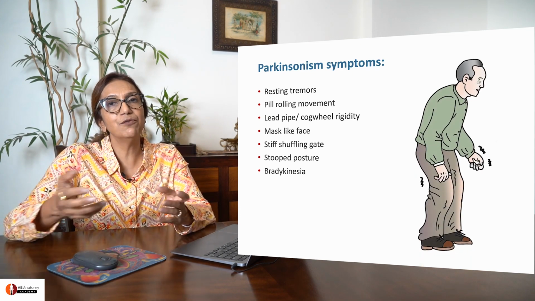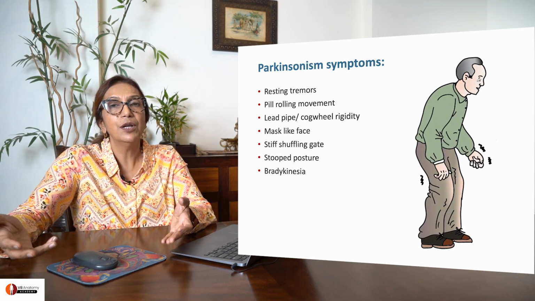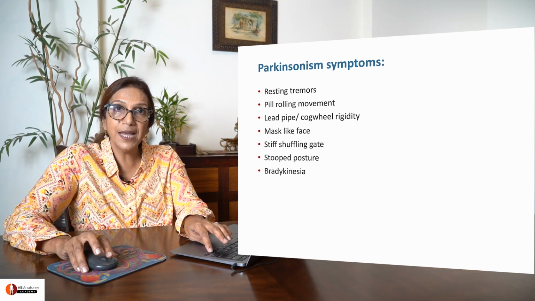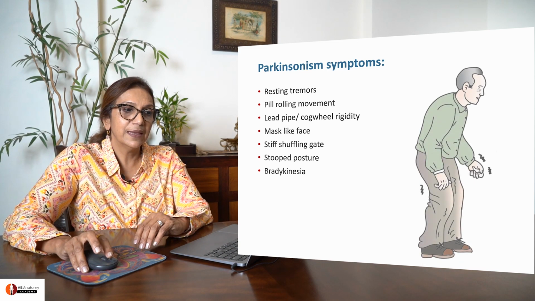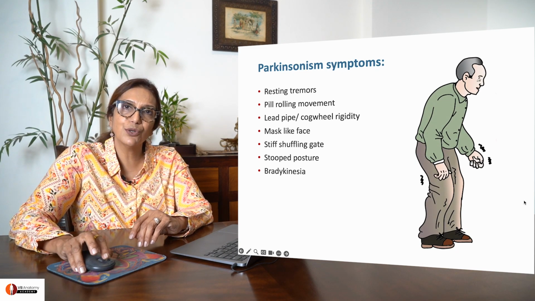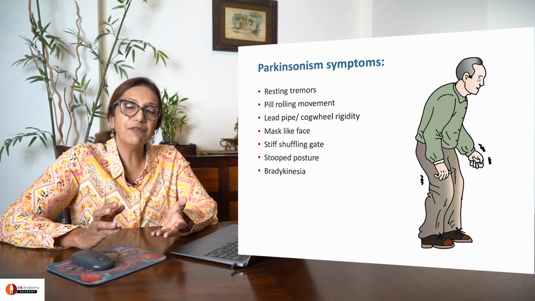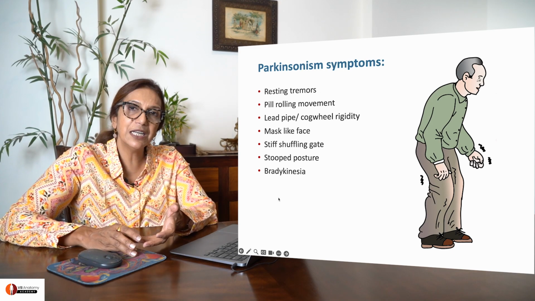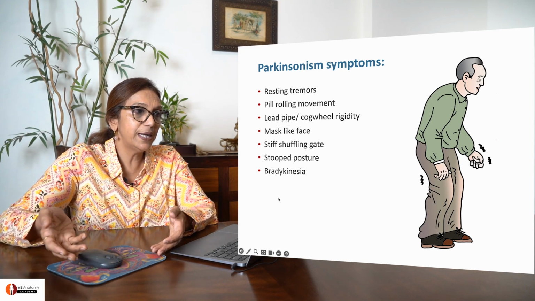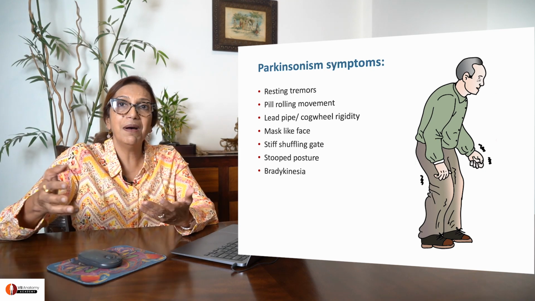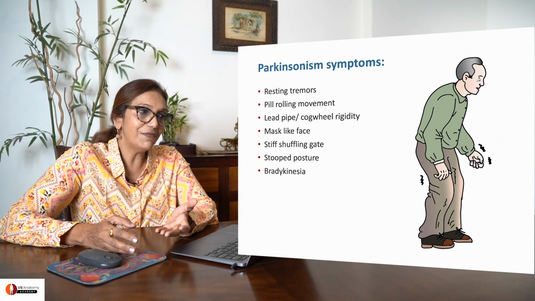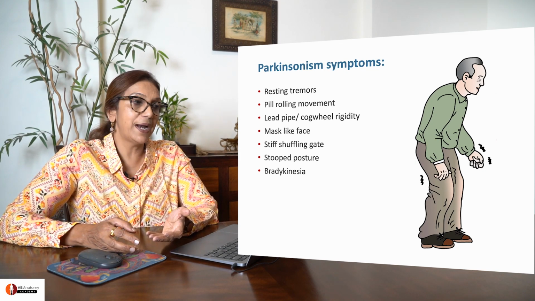So what happens? If your basal ganglia are not inhibited, what will happen? Take a look again. This person is suffering from Parkinsonism. What will he have? He will show symptoms of resting tremors, pill rolling movement, lead pipe rigidity, mask-like face, stiff shuffling gait, stooped posture, bradykinesia.